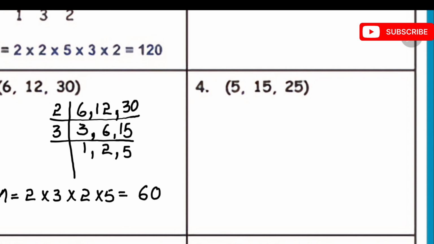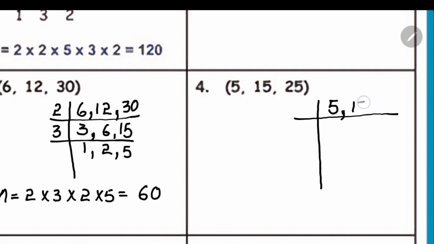Next question is 5, 15 and 25. Let us divide all these numbers by any same number to get the LCM of 5, 15 and 25. As you can see, 5, 15 and 25, all these numbers can be divided by the number 5. So let us divide them by 5. 5 1s are 5, 5 3s are 15 and 5 5s are 25. Now the remaining numbers are 3 and 5 that are prime numbers. So here itself we will stop dividing.